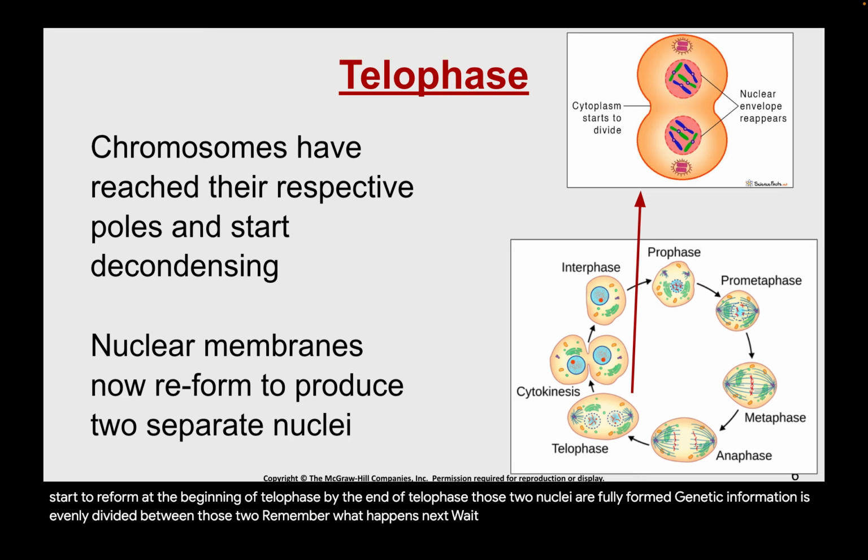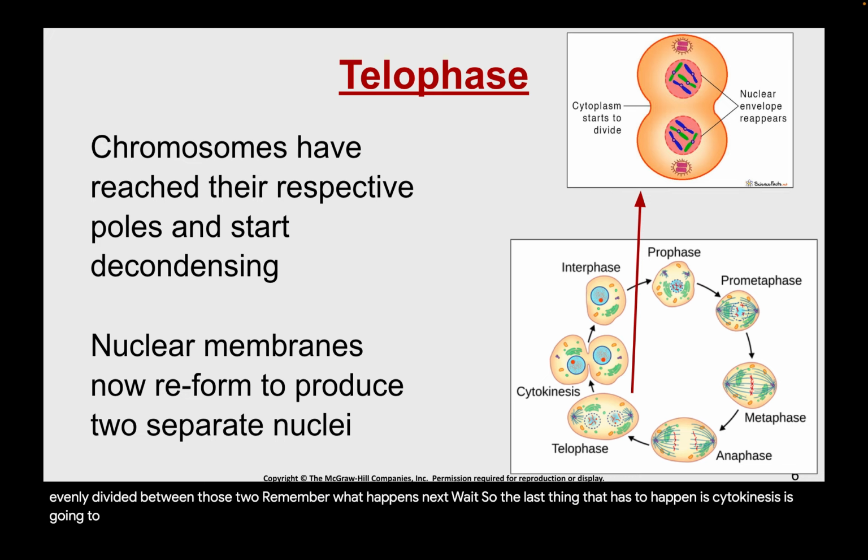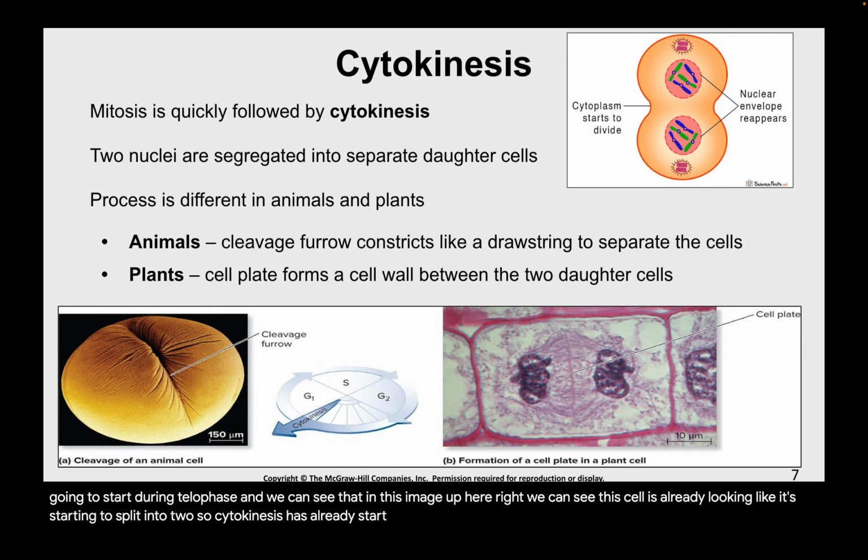All right, does anybody remember what happens next? Splits, what do we call that? Cytokinesis. So the last thing that has to happen is cytokinesis. Now cytokinesis is going to start during telophase. And we can see that in this image up here. We can see this cell is already looking like it's starting to split into two. So cytokinesis has already started.